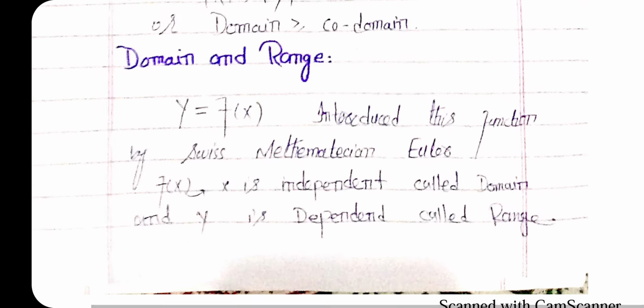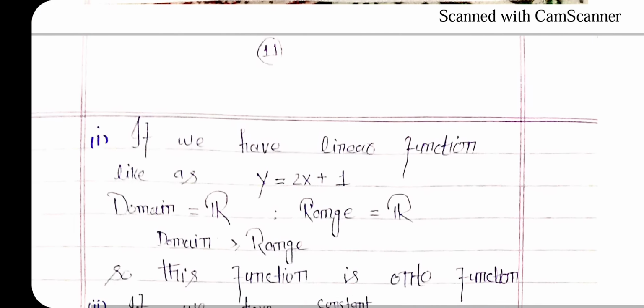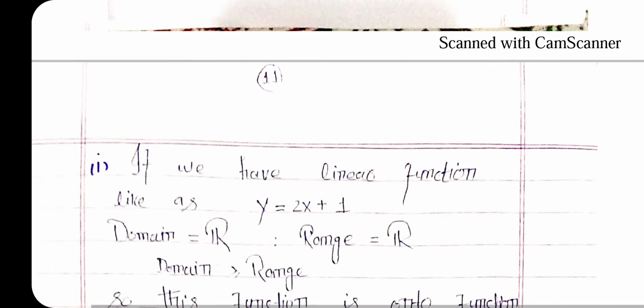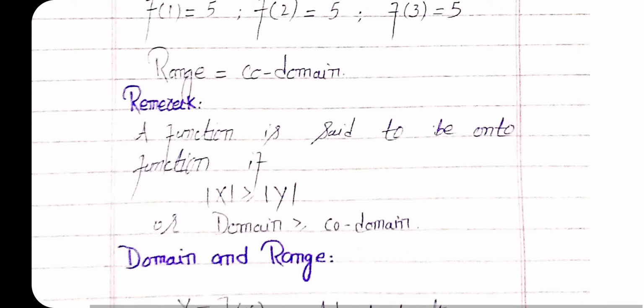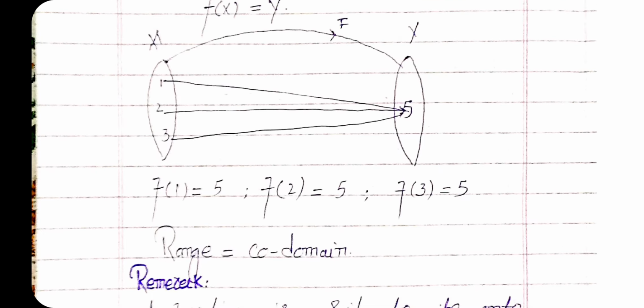Domain and range. In a function, the independent variable is called the domain and the dependent is called the range. We already discussed details about the domain and range. If f is a function from x to y, then x is called the domain, and the images of elements of x are basically called the range. We also discussed at the start the difference between the codomain and the range.